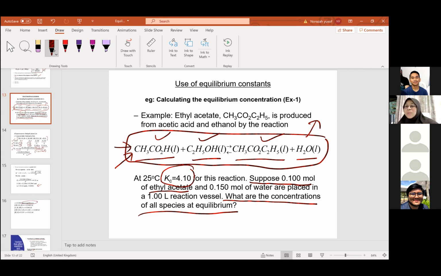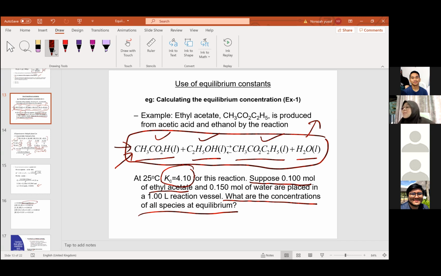So the system will try to recover. Quickly recover. Somebody took our H2O, so the system will be shifted to the right so that more H2O, more product, will be produced. Of course, ethyl acetate will also be produced, but the H2O has to be on the right side.